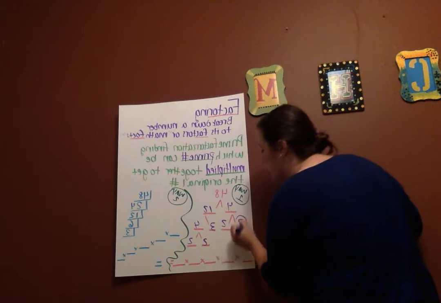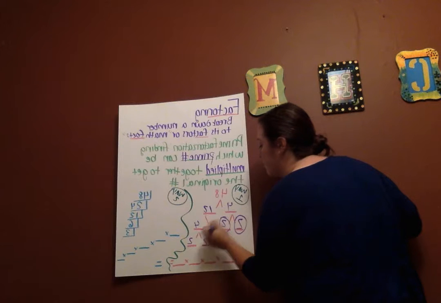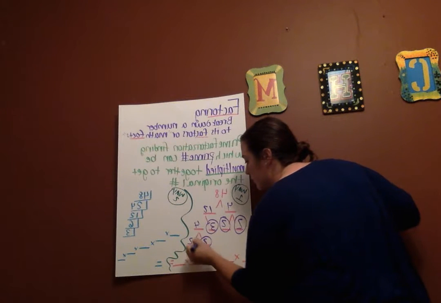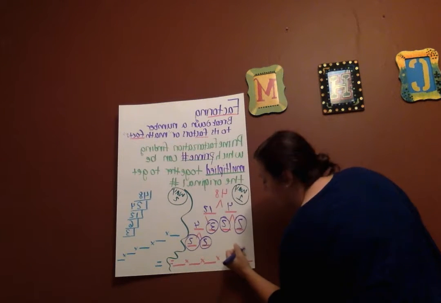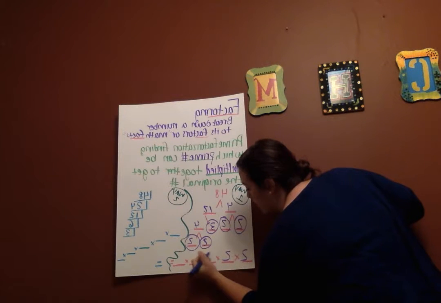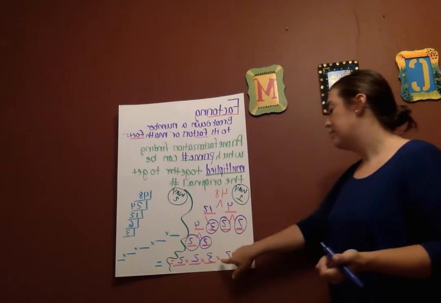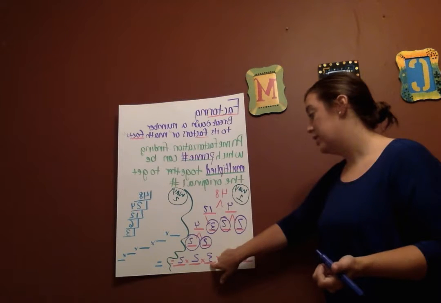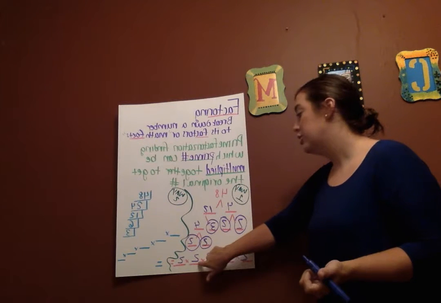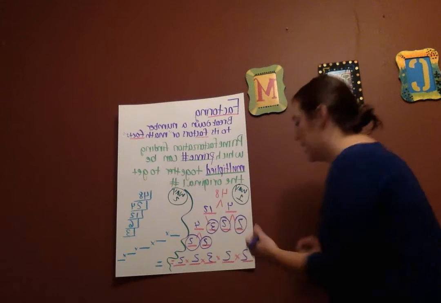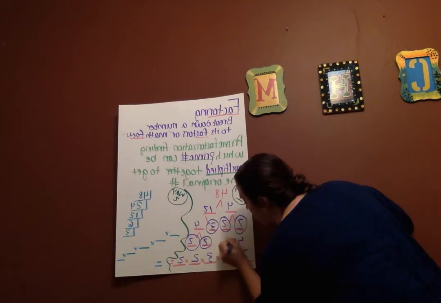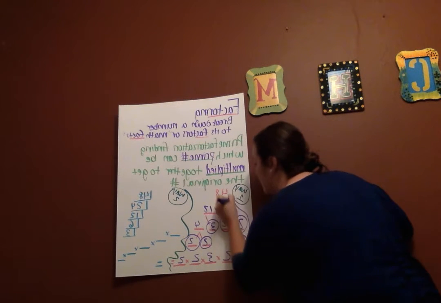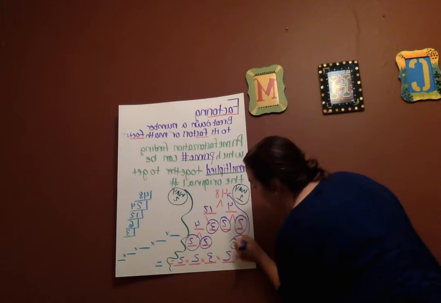Now I'm going to circle all of my prime numbers, and I put them at the bottom. 2 times 2 times 3 times 2 times 2. Now I can check it. 2 times 2 is 4, times 3 is 12, times 2 is 24, times 2 is 48. If you look, the number I got when I multiplied them is the same as my original number. So that's how I know I'm done.